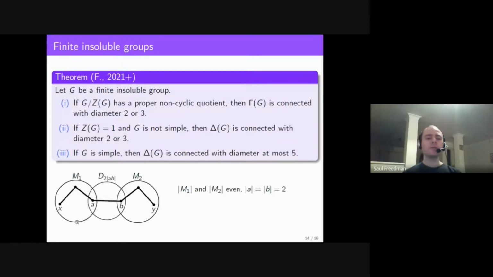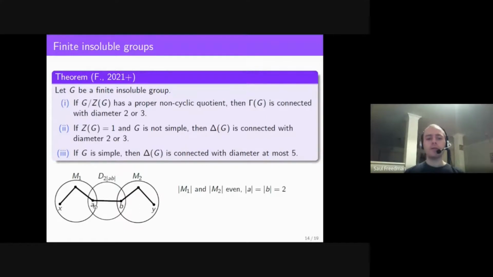Because M1 and M2 have even order, there of course exist involutions, A in M1 and B in M2. We can in fact choose A and B such that A is not central in M1, B is not central in M2, and A and B do not commute. Now because A and B each have order 2, they generate a dihedral subgroup, which is of course proper in G, because G is not dihedral. And this will be important later. Note that this dihedral subgroup intersects non-trivially with each of M1 and M2.